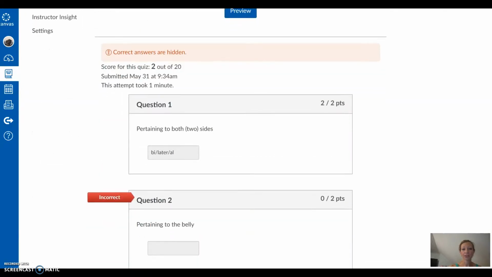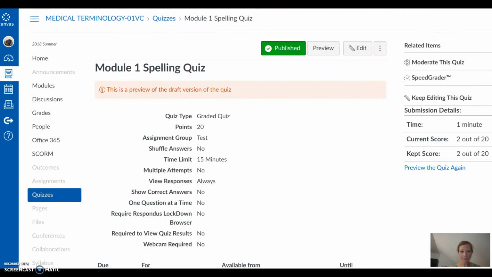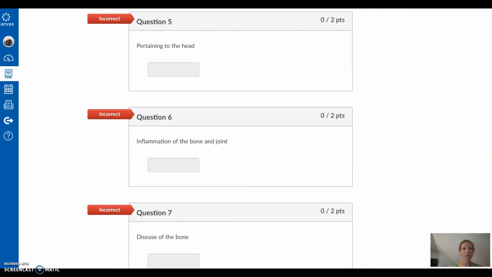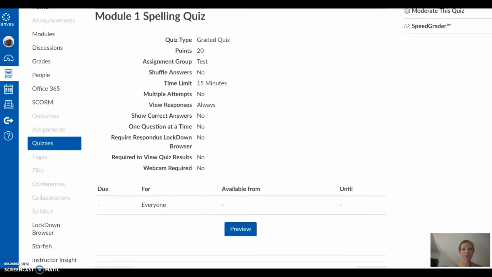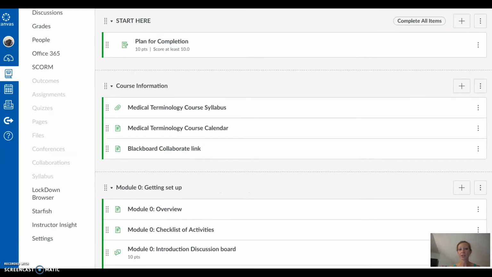You should be able to see this one time right after, and I believe after that it only allows you to see it one time. So you'll want to look at the test quickly and check it over. If you have questions after that, let me know. Otherwise, that is pretty much going to be your Module 1. If you do have questions about it, please don't hesitate to ask.